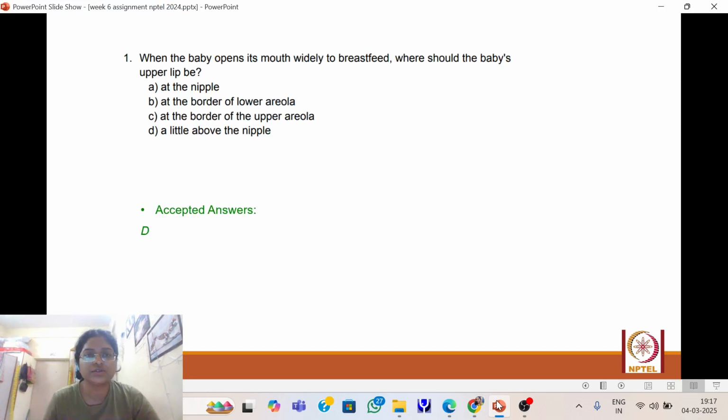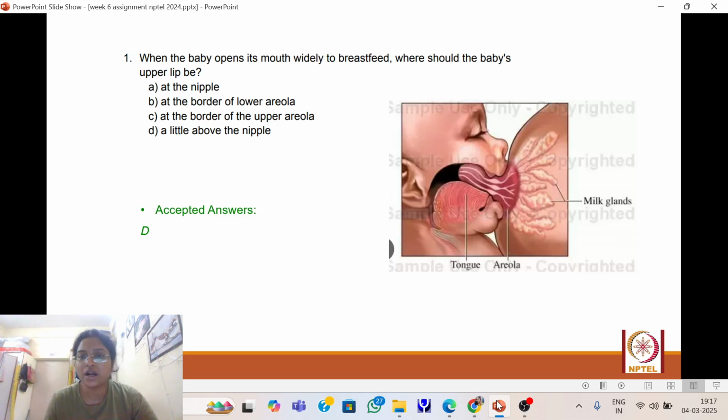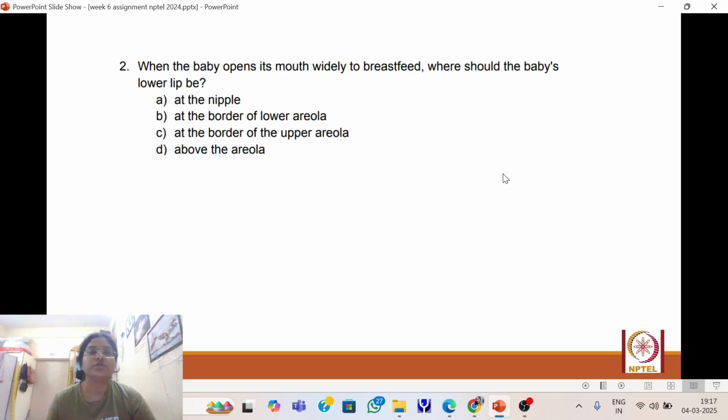The first question's correct answer is D, a little above the nipple. Here you can see how the baby is attached to the nipple and what the position is. This is the correct position where the baby opens its mouth. The baby's upper lip should be a little above the nipple. Moving on to the next.